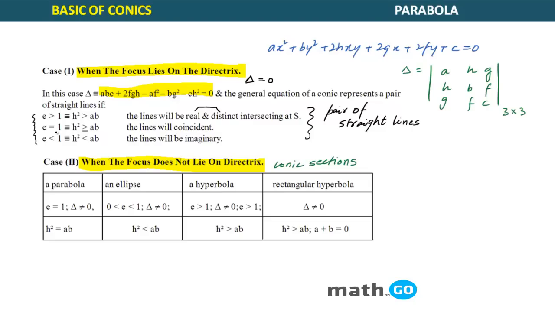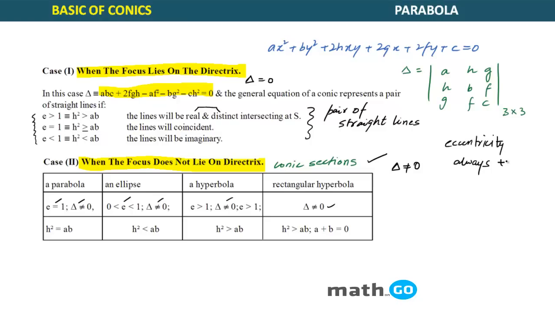So E has to be greater than 1, E equal to 1, and this. I'm not going into the depth of pair of lines, but I just wanted to highlight that when conic sections are there, for parabola, delta will never be equal to 0. You can see in all the 4 conditions, delta will never be equal to 0. Then we have also talked about eccentricity. Parabola eccentricity is 1, ellipse is 0 to 1. First of all, eccentricity can never be negative. It is always a positive quantity.